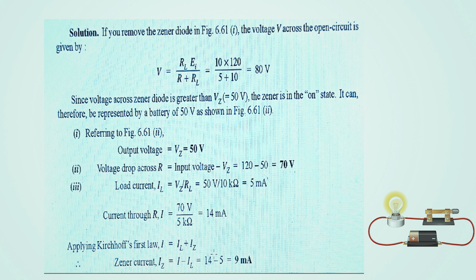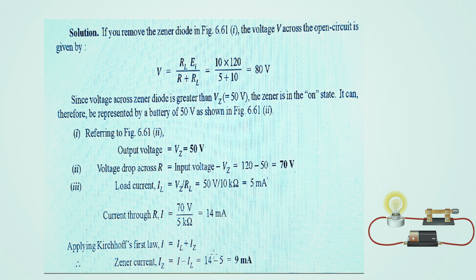So, since the voltage across the Zener diode is greater than Vz, that is equal to 50 volt, since the voltage mentioned in the question is 50 volt and the value of V coming out to be greater than 50 volt, therefore, the Zener diode is in on state. So, it is represented by a battery of 50 volt as shown in the second figure, that is the equivalent circuit of the Zener diode. So, the output voltage Vz will be equal to 50 volt.